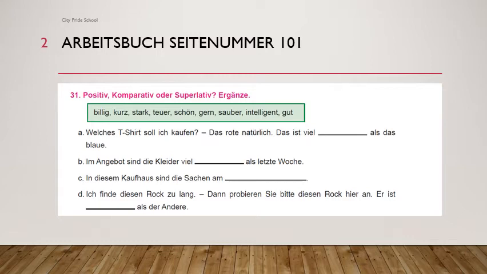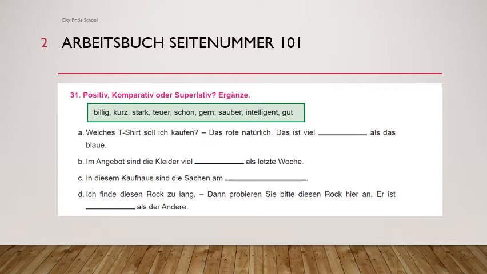Okay. So now I will just tell you the difficult words' meaning so that you can solve this exercise on your own. In diesem Kaufhaus, Kaufhaus is shopping mall, sind die Sachen am blank. Am shows that here the degree form should be superlative. Okay. Then D. Ich finde diesen Rock zu lang. I find this skirt too long. Dann probieren Sie bitte diesen Rock hier an. Probieren means try, anprobieren. Then please try this skirt here. Er ist blank als der andere. It is maybe shorter than the other one. So als is given, so you need to use the comparative form.